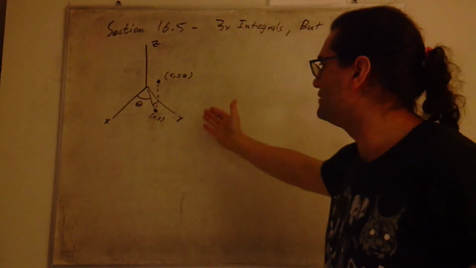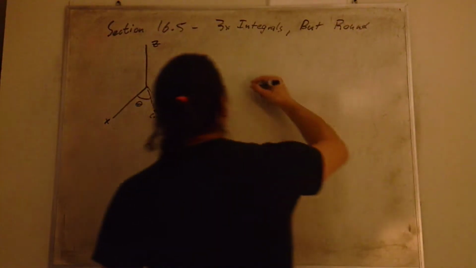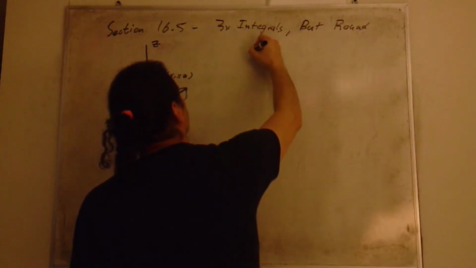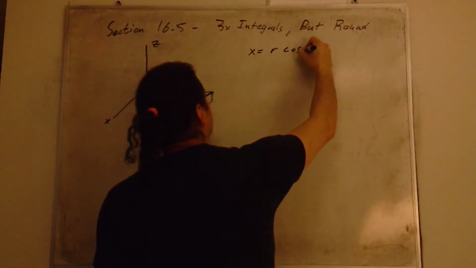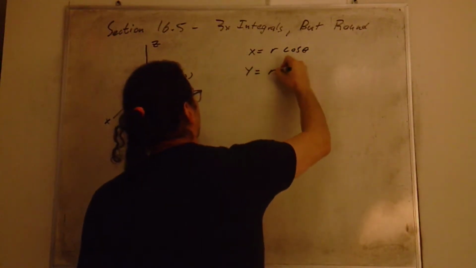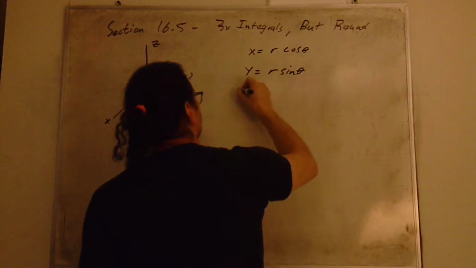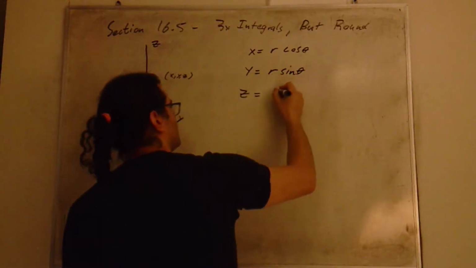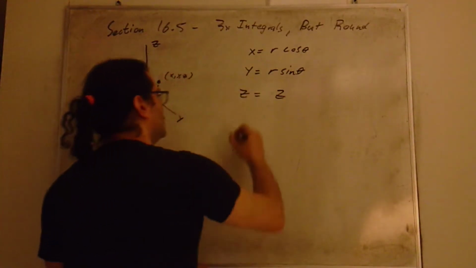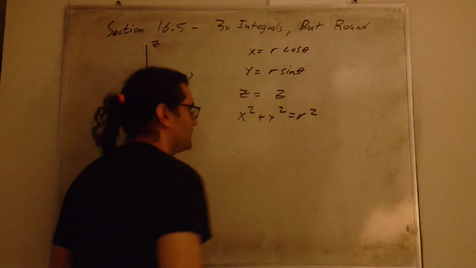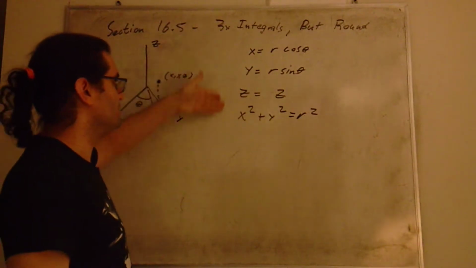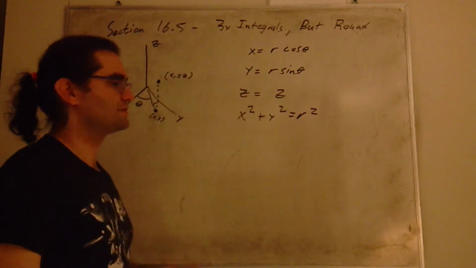So I guess we should talk about this. Just like in polar coordinates, x is r cosine theta, y is r sine theta. Z, you may be surprised to discover, is z. And of course we still have x squared plus y squared equals r squared. These are sort of the basic conversions we're going to use in cylindrical coordinates.